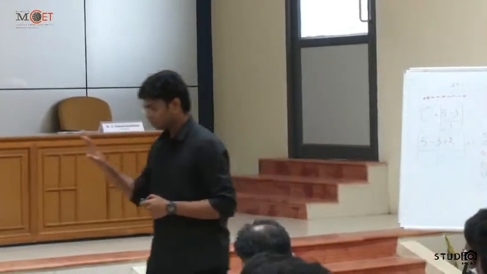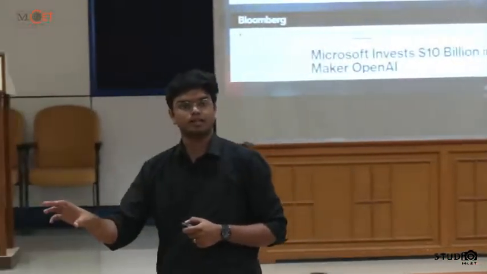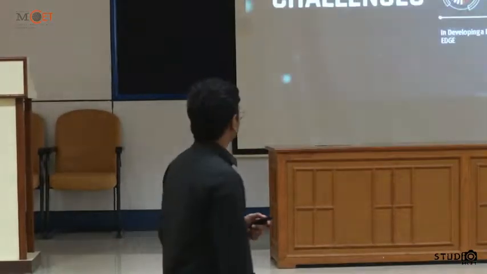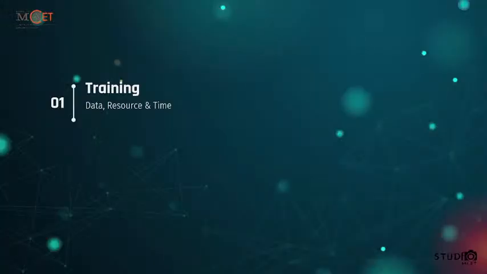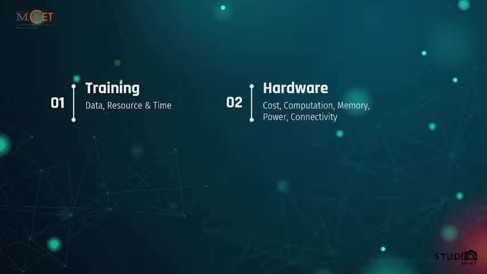So this is just a glimpse of the problems we'll face while trying to productionalize a deep learning system. There are many challenges, and I'm going to club them into 4 parts. First one is training the model. As I said, for training ChatGPT it took some amount of money, but not only money, there are other things involved. The second is the hardware: what challenges will you face when we deploy the model onto the edge device?